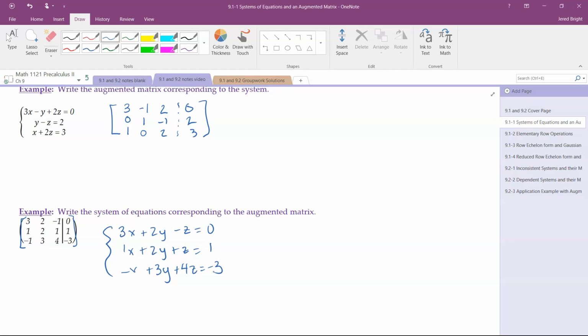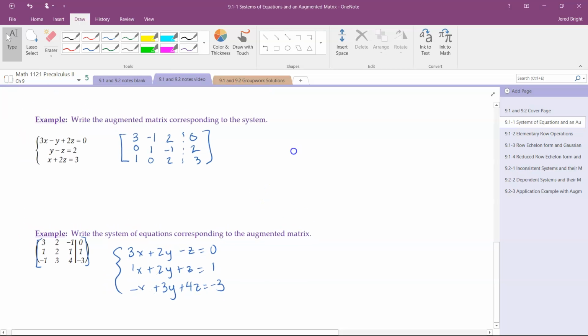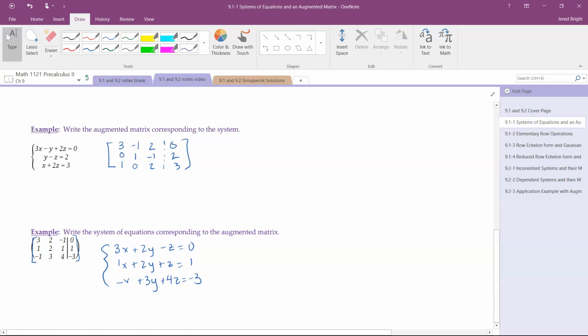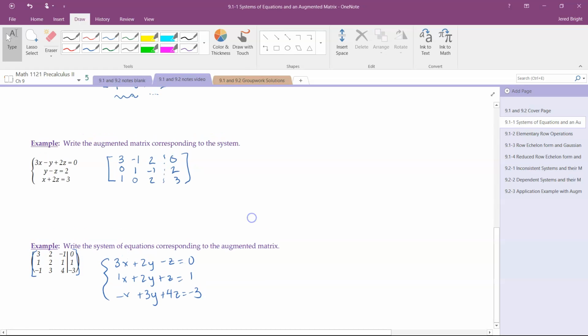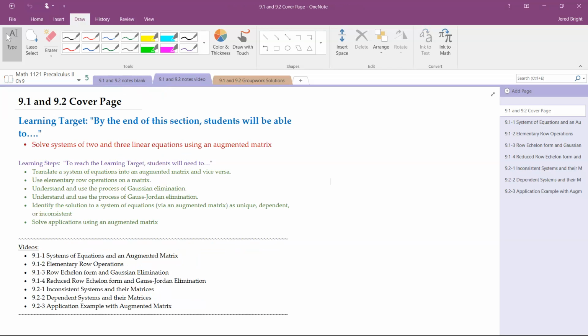All right, so the main point of this video was to get you to translate between matrix form and systems of equations, because that's going to be our first step as we move forward in using matrices to solve a system of equations. So right now we're just developing the language and some preliminary skills, and then this video along with the next video is going to lay the foundation for our entire study with matrices and systems of equations.